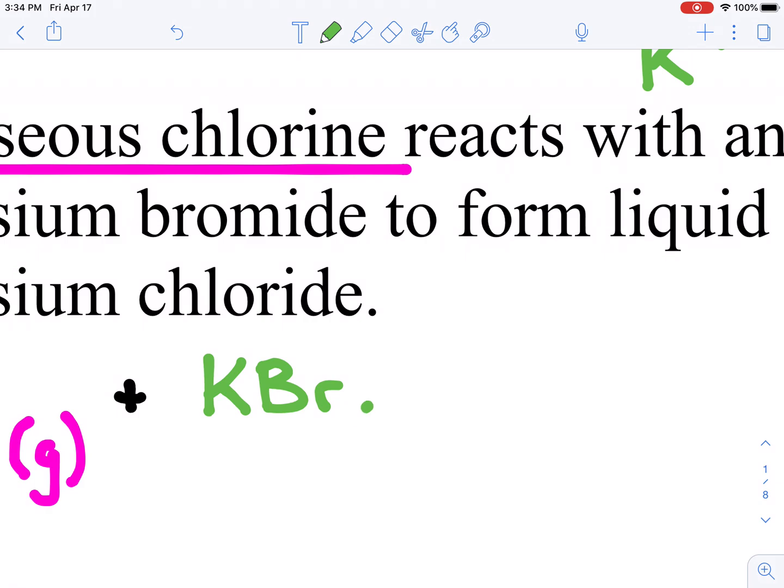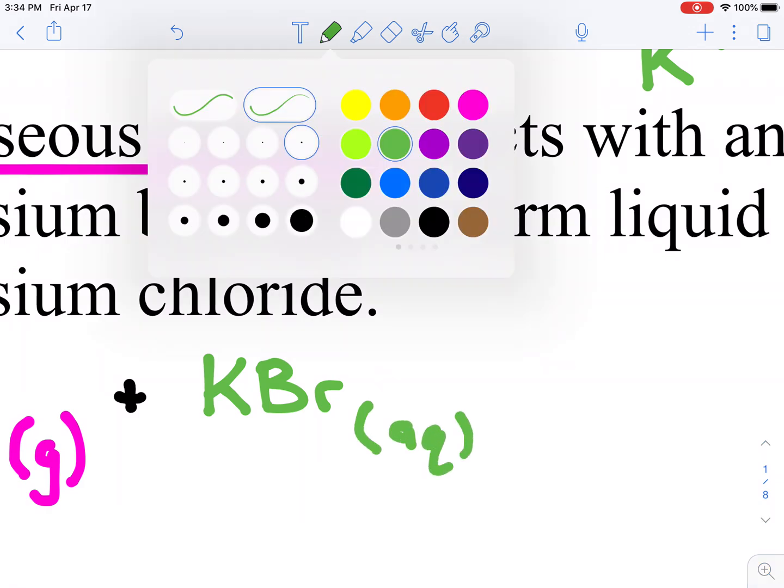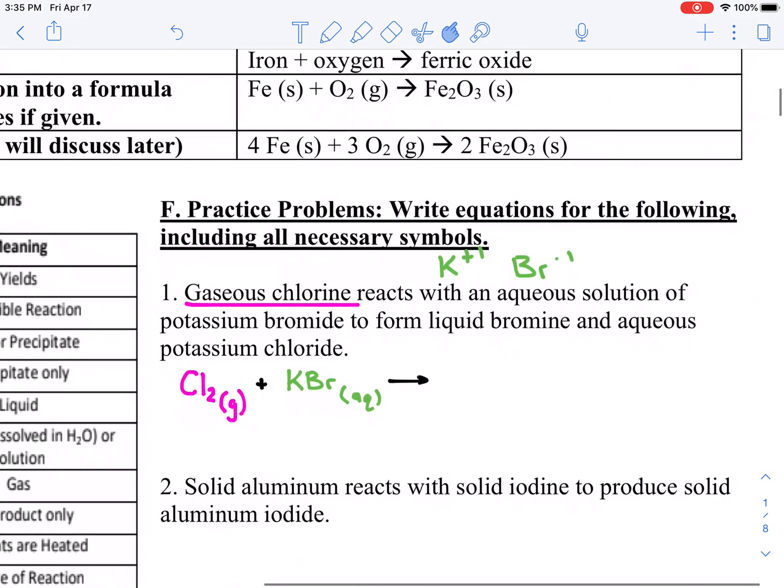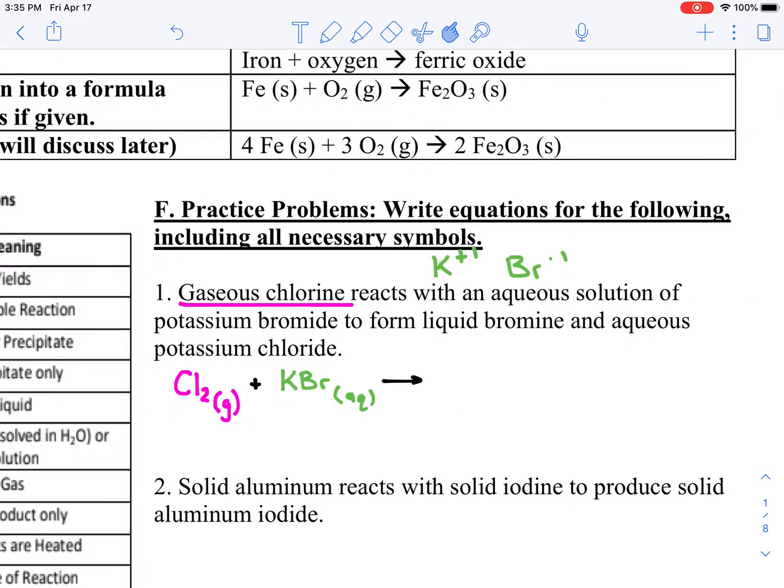We are told it's aqueous, so we're going to put AQ in parentheses. And we are told that they react together to form. So "to form" is this arrow. Another way of pronouncing that arrow is to say "yields." So you could say Cl2 plus KBr yields, or they form liquid bromine.